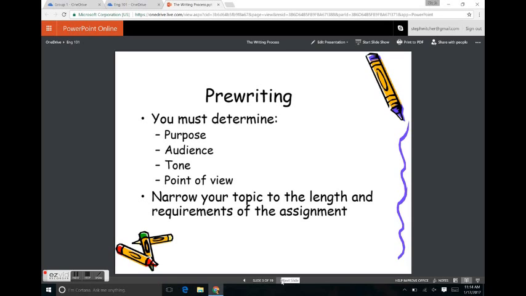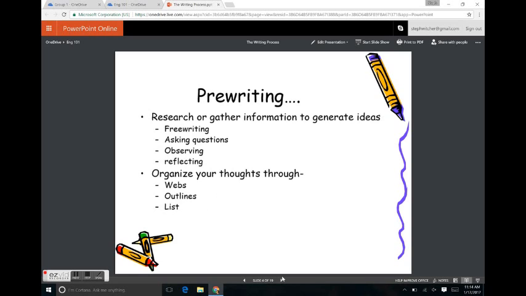Remember that you also need to narrow your topic down depending on the length and the requirements of the assignment that you are given. So the first thing that you need to do once you decide those things is, of course, you have to gather information to decide on a topic. So you can do that a number of ways. You can do that through free writing, asking questions, just observing the world around you, reflecting on your experiences. All of these are great ways to generate ideas for a topic.